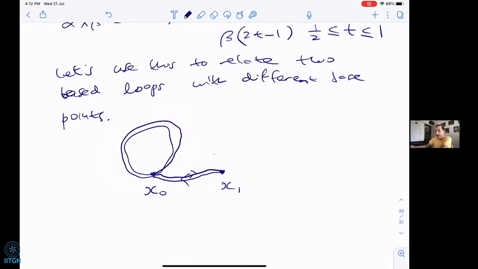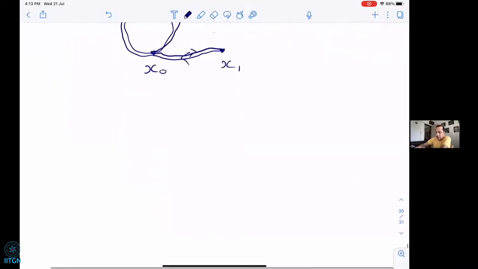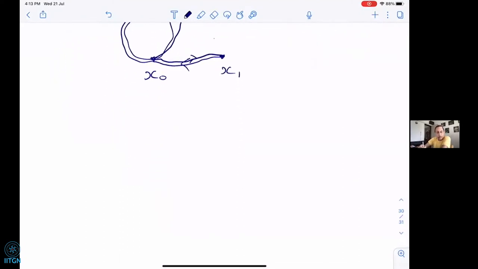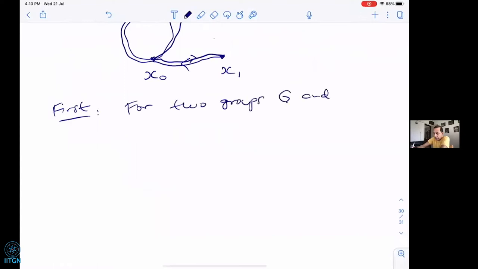But before that, let's anticipate some notation which we are going to need. And that notation is from group theory. So first, we need to define, for two groups, G and H, the following concept.